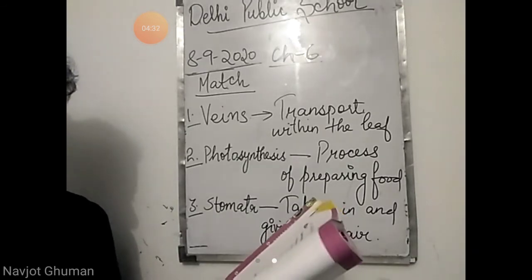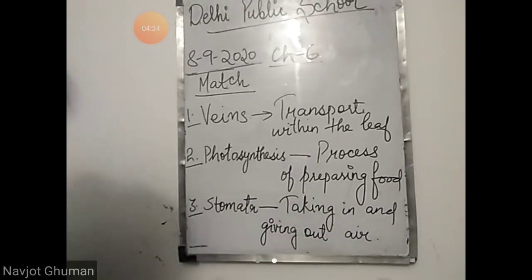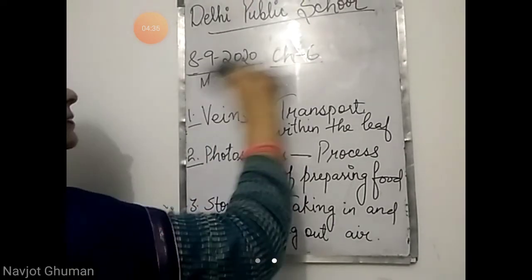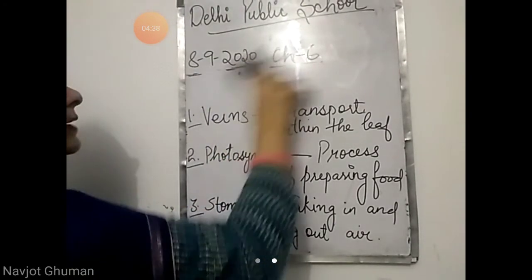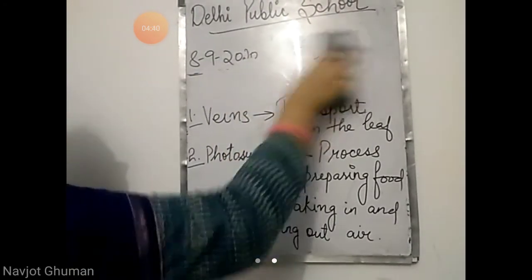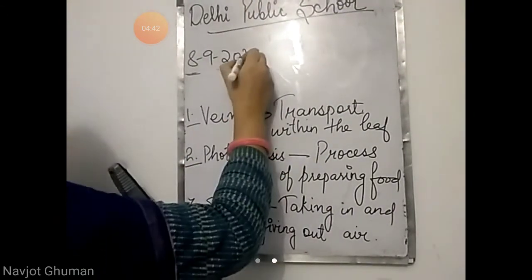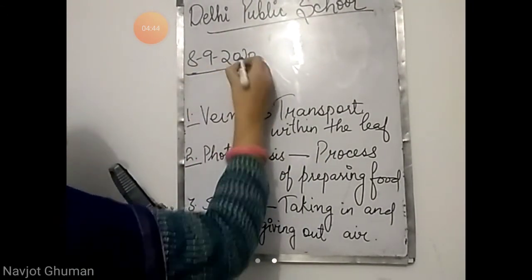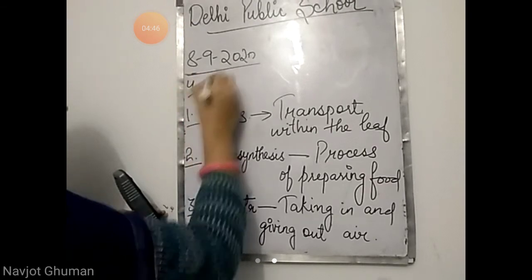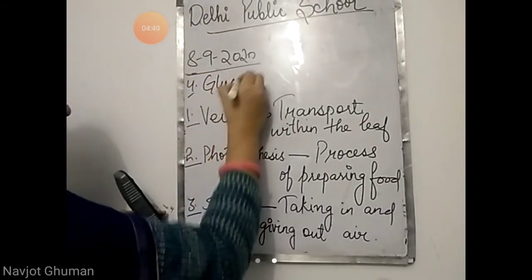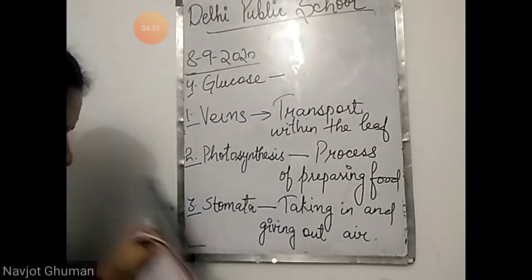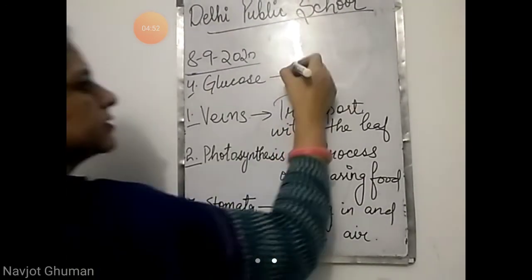Number 4 is glucose, that is the prepared food in plants. The food that is prepared in plants, that is glucose. It is prepared in the form of glucose. Fourth is glucose. This is the prepared food.